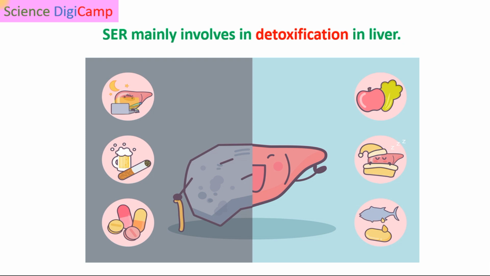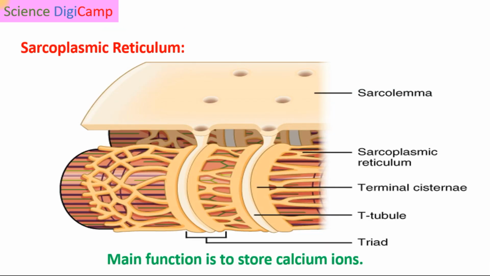Smooth ER is abundant in liver cells. Here it detoxifies toxic materials. It means it removes waste materials resulting from metabolism from the body. Understand about sarcoplasmic reticulum. It is similar to ER and it is present in skeletal muscle cells. There it stores calcium ions that are needed for muscle contraction.